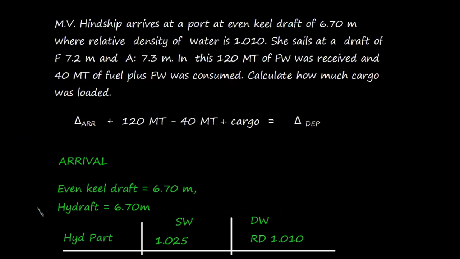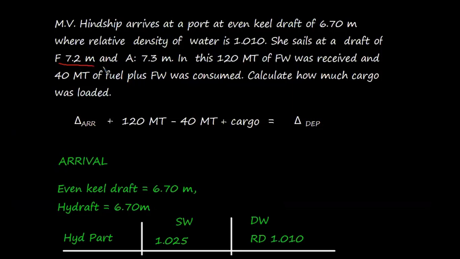I'll explain, and I would suggest you just make an effort and do this question. MV Hindship. Let me first explain. MV Hindship arrives at a port at an even keel draft of 6.70 meter, where the relative density of water is 1.010. She sails at a draft of forward 7.2 meter and aft 7.3 meter.